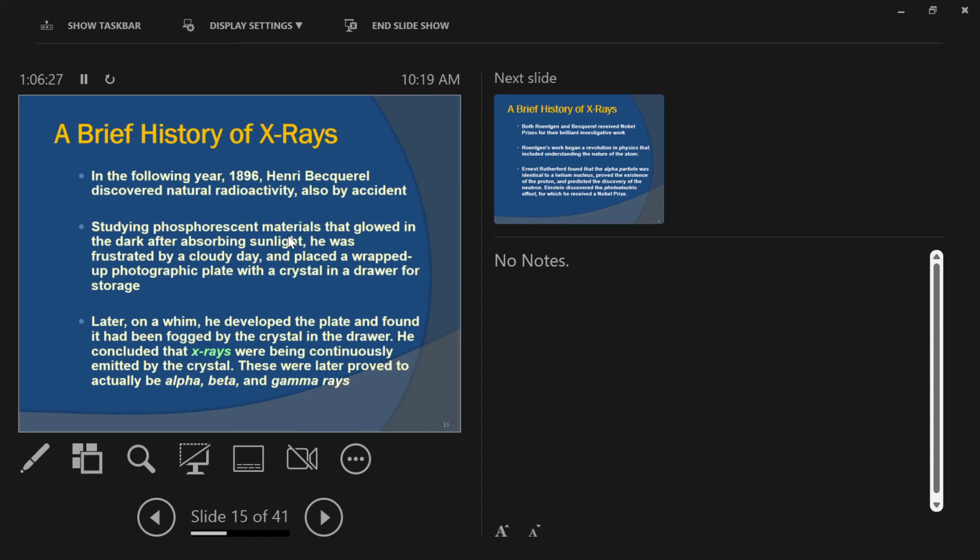But it said that later, on a whim, assuming he's like cleaning his shop, something like that, opens the drawer, finds the photographic plate, and decides maybe I should process this and see if anything has happened to it. Okay, and he discovers that the plate had been fogged, and he through his deduction decides that the only thing that could have exposed that plate in that drawer was this crystal in the drawer. Okay, so he concludes that there must be something being emitted, and he called them X-rays too. He's saying that there are X-rays being emitted from this crystal. Okay. Later, these were shown to not be X-rays, but to be things called alpha, beta, and gamma particles. He discovers natural radioactivity, particulate radiation in this.